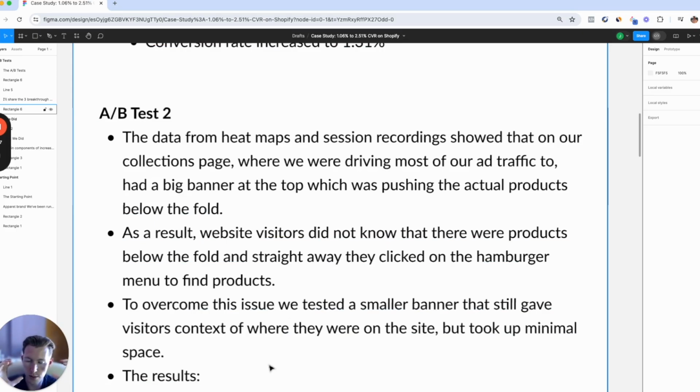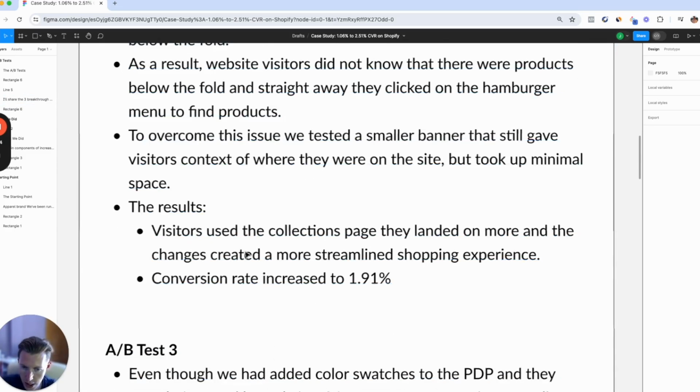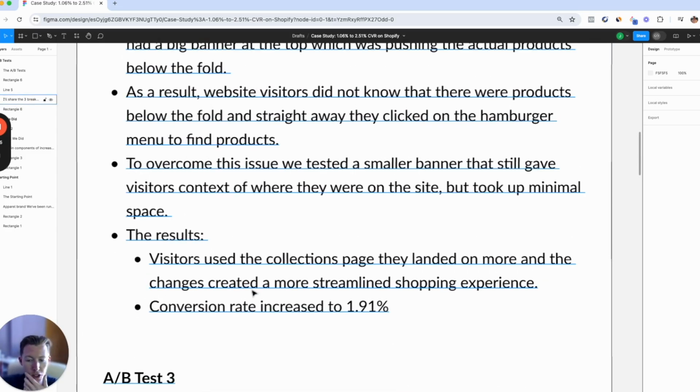We still wanted to make sure that, especially if you have multiple SKUs and collections, customers are able to identify where they are. Like, what is this collection? What am I looking at? And this small banner that took up minimal space led to a great result for us. Visitors used the collections page, they landed on more products, and the changes created a more streamlined shopping experience. And the conversion rate increased to 1.91% as a result of this change.